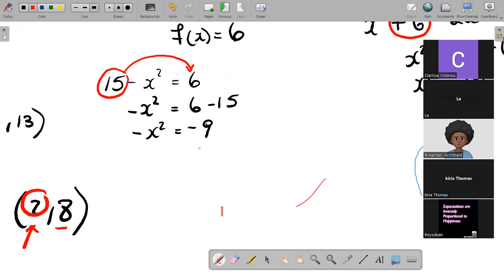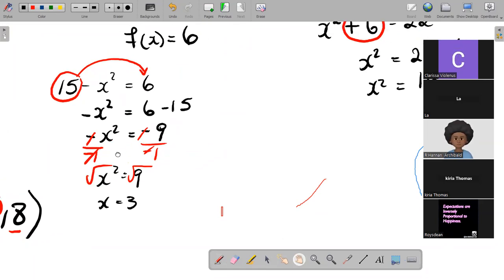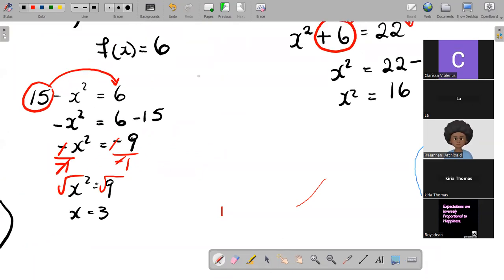Now, because both sides have a negative, you could divide by -1 to cancel the negative sign. So this is going to cancel, this is going to cancel, and you're going to end up with positive x squared is equal to 9. To get rid of the square, you square root both sides, and you're going to end up with x is equal to 3. The smarter way to do it, let's start back from the beginning.